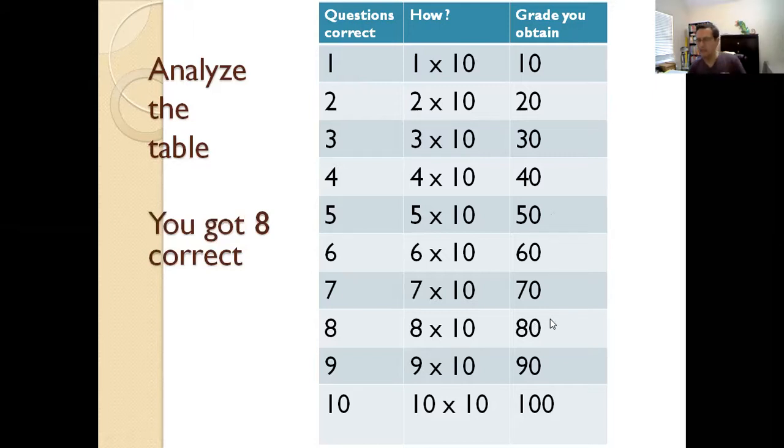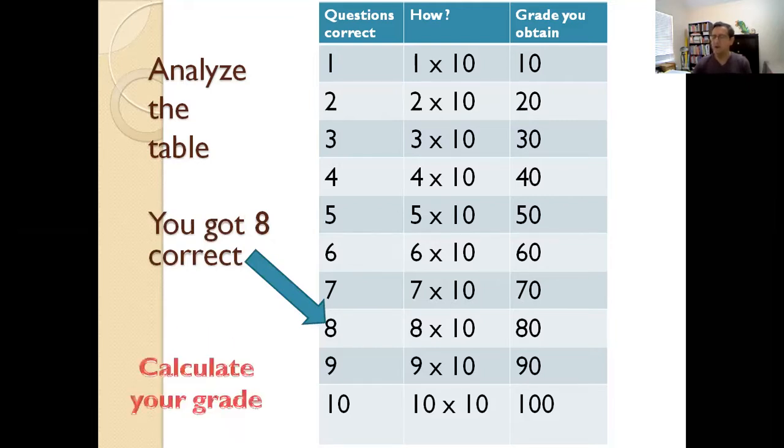So as you notice, you were using your input-output table since, I don't know, first, second grade, third grade. Now you know what's the name of this process, of this table. You got 8. So calculate your grade. 8 times 10. 8 times 10 is 80, and that's your grade.